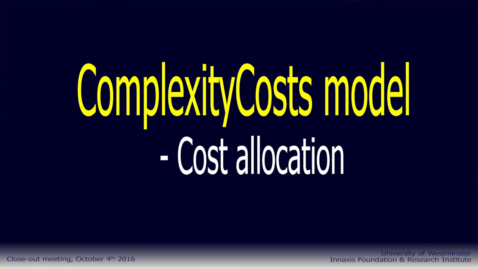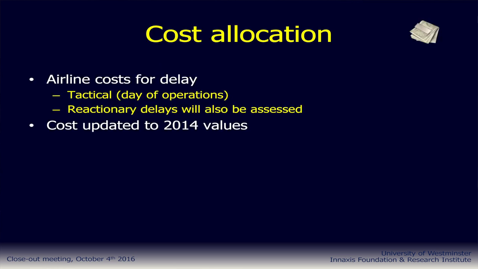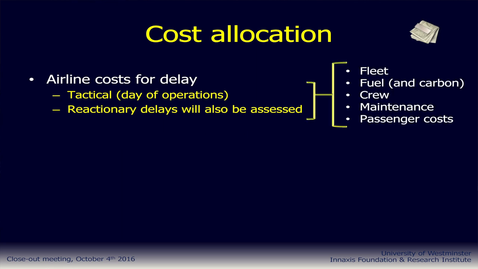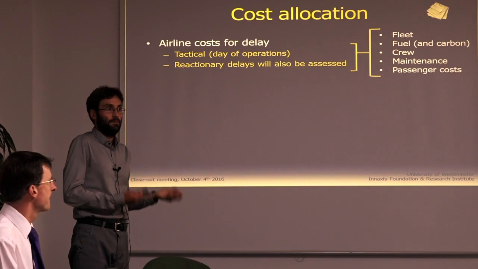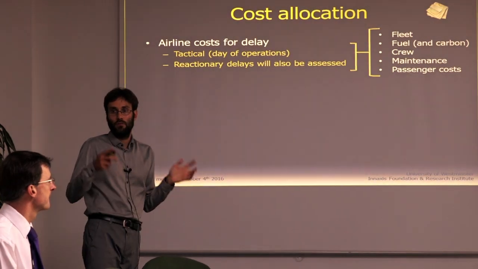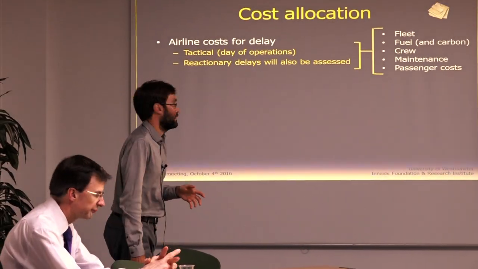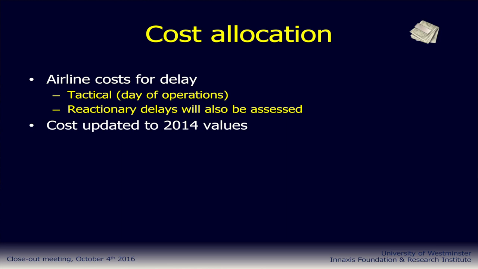Finally, we are interested in the cost. So what we are looking at is the tactical cost, taking into account the reactionary delays and considering the cost of delay for fleet, fuel, crew, maintenance, and also passengers. So there was a consultation with legal experts on Regulation 261 in order to model as best as possible what will be the cost for the airlines. And those values have been updated to 2014 values from previous work.